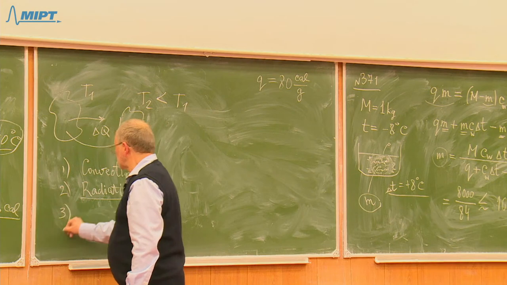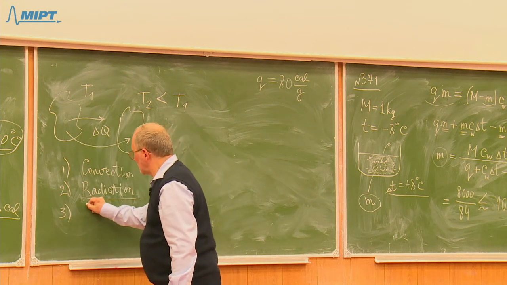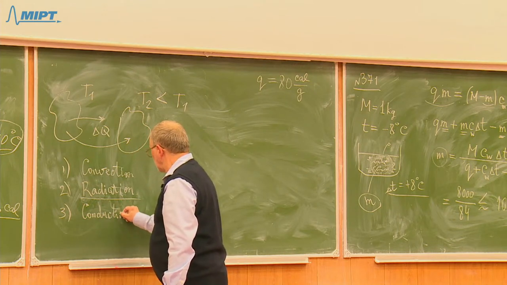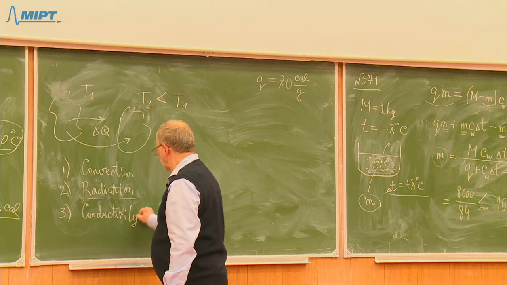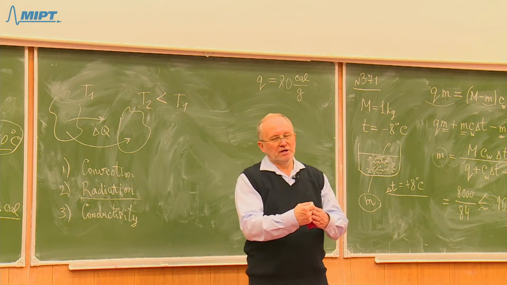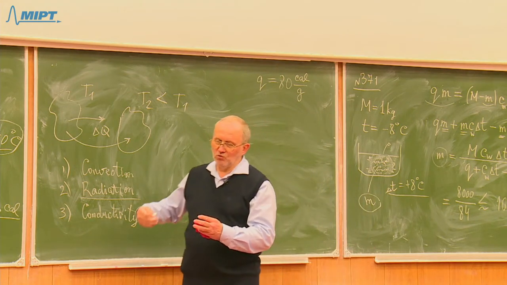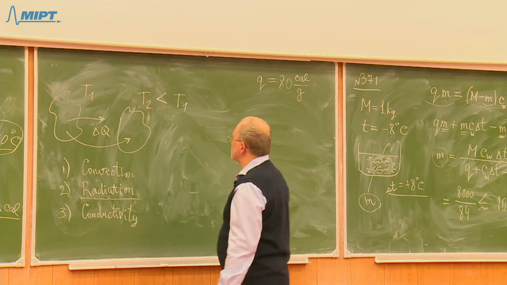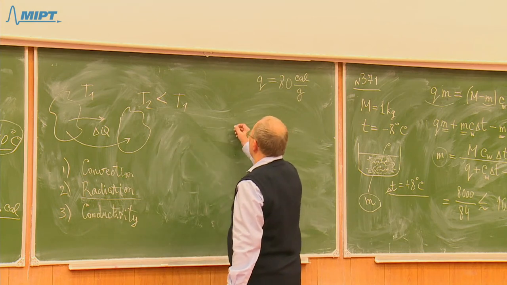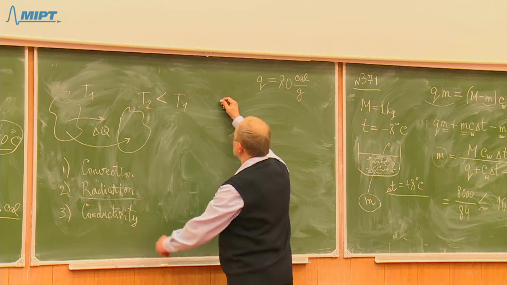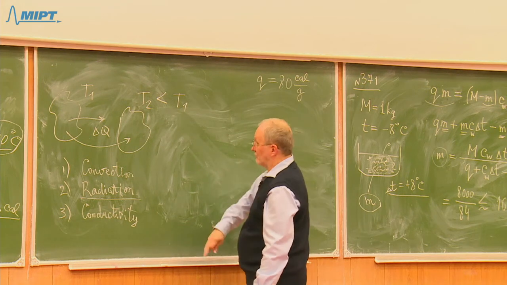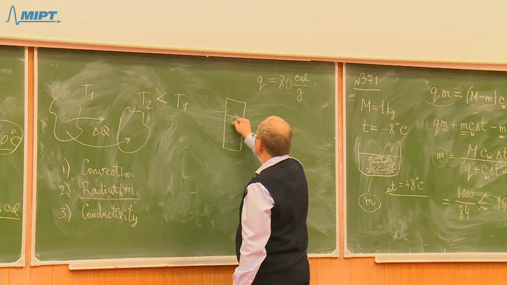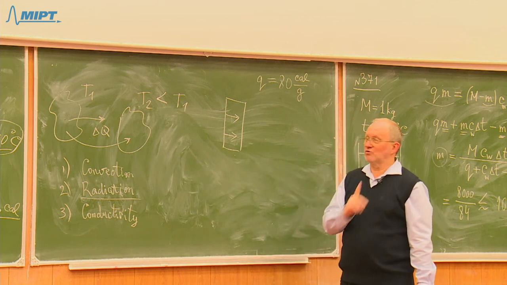And another process is heat conductivity. Heat conductivity is when two bodies are in contact and the heat is transferred from one warm body to a cold body. As far as heat conductivity is concerned, I would like to show you one simple formula which describes it. So if you have some object and the heat is transferred through this object, just 1 minute more.